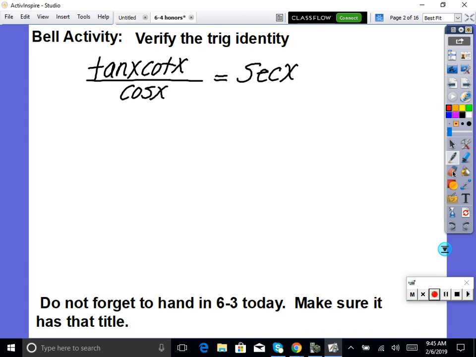So let's hurry and make sure we're good with some of the simple trig identities. It says verify that tangent x, cotangent x over cosine x equals secant x. Remember, you can't move from one side of the equation to the other. You take the ugly side, turn it into the pretty side. There are a million different ways to do this. It just depends on how you decide to tackle it. So can anyone see something on how you'd start to simplify this one?